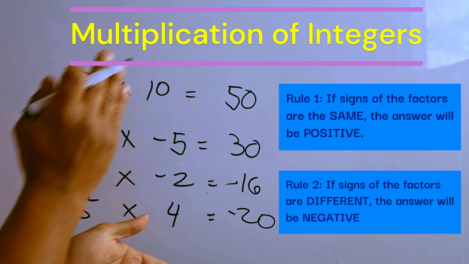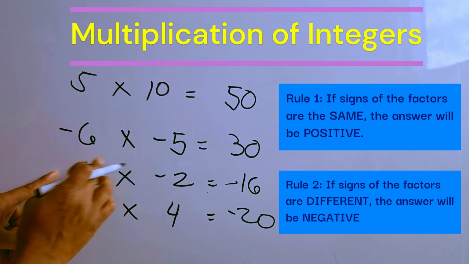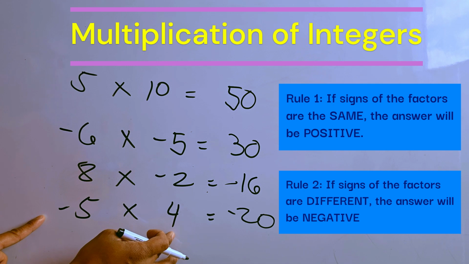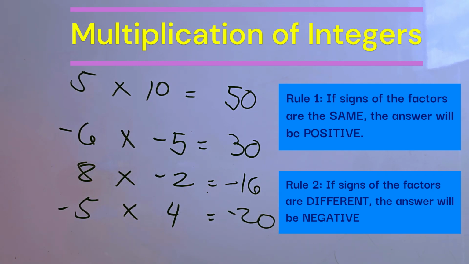Next, we have here isang positive, isang negative, answer ay negative. Isang negative, isang positive, answer ay negative. Yun lang, simple lang ang rules natin.